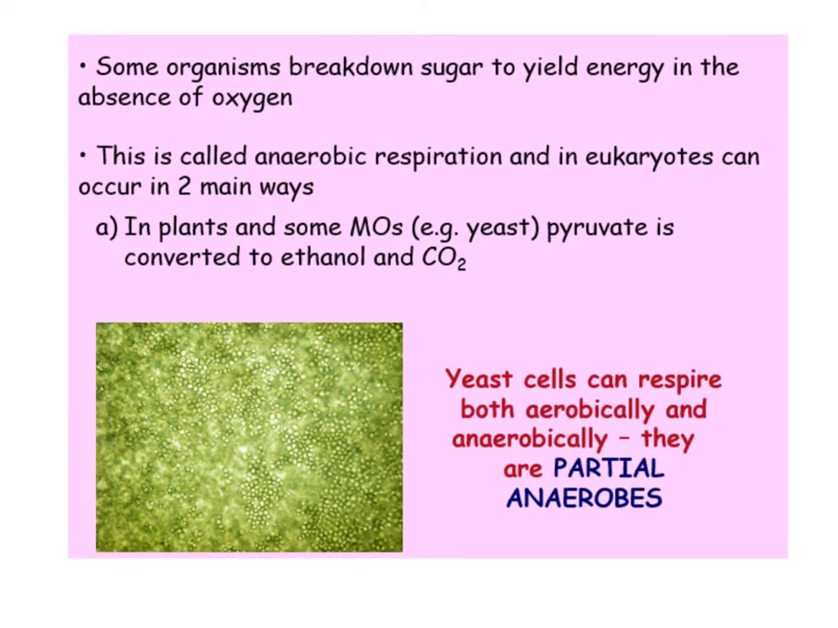Okay, so we'll have a quick chat first of all about anaerobic respiration, the different forms that it can take. So we're talking about the eukaryotes. There's plants and some of the microorganisms, obviously yeast being the prime example of that, that are actually able to take pyruvate, which as you know is the end product of glycolysis, and convert it into ethanol and carbon dioxide. Yeast is pretty cool actually because it can do both aerobic and anaerobic respiration, depending on the availability of oxygen. So we call those things partial anaerobes.